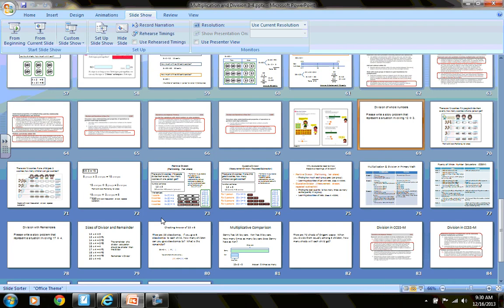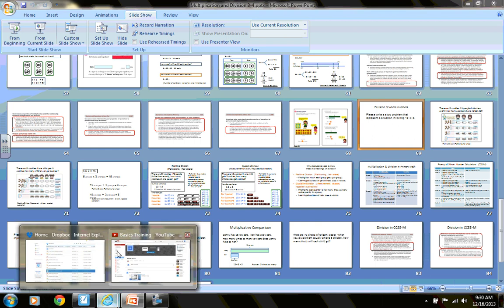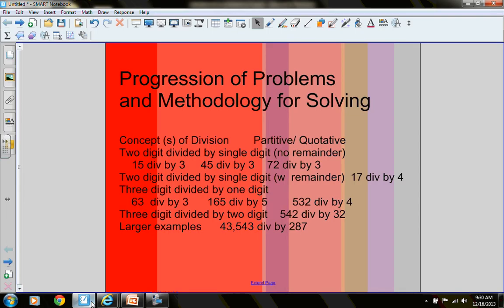So my question is, going back to the SMART file that I made, which is right here. Even starting, I understand the concept of division and how to break it down. Again, my first question was how much we get into the partitive quotative. Do the kids know we're doing that, or do we just make sure that our examples have different variations?